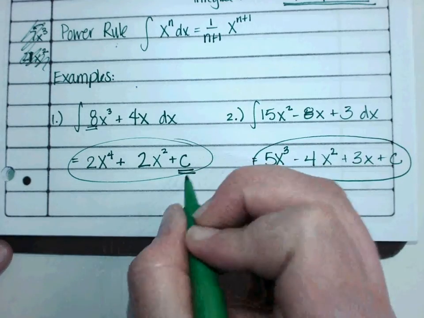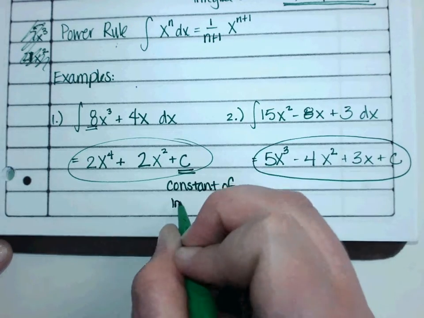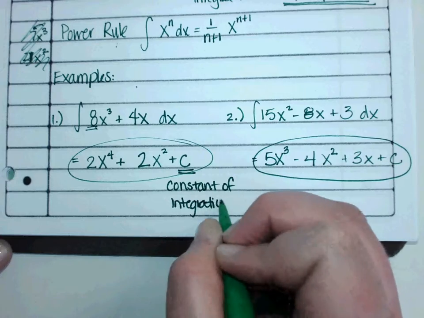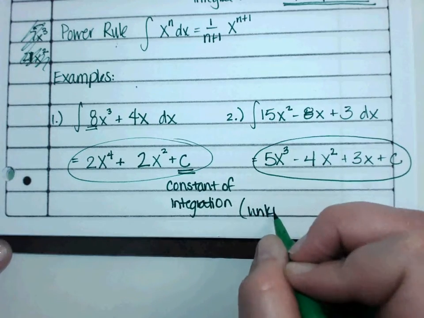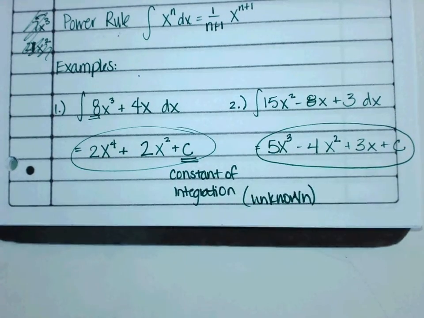Okay, the plus c stands for the constant of integration. And basically, you have to put c there because the constant is unknown. This is what I mean by that. I'll let you write it down first. Okay, remember the rule for an antiderivative. When I take the derivative of the antiderivative, it should look the same. So when I take the derivative of this, what do I get? 8x to the 3, check. When I take the derivative of this, 4x, check.